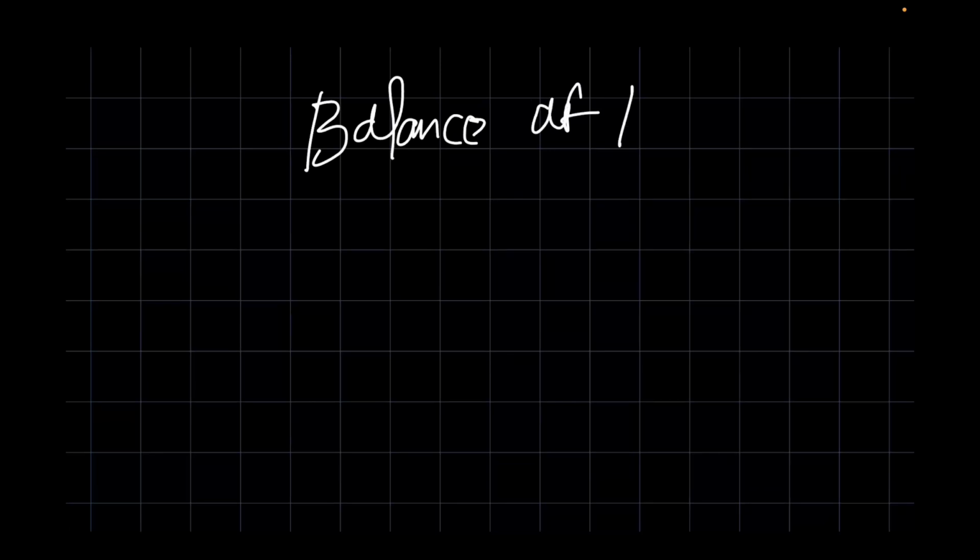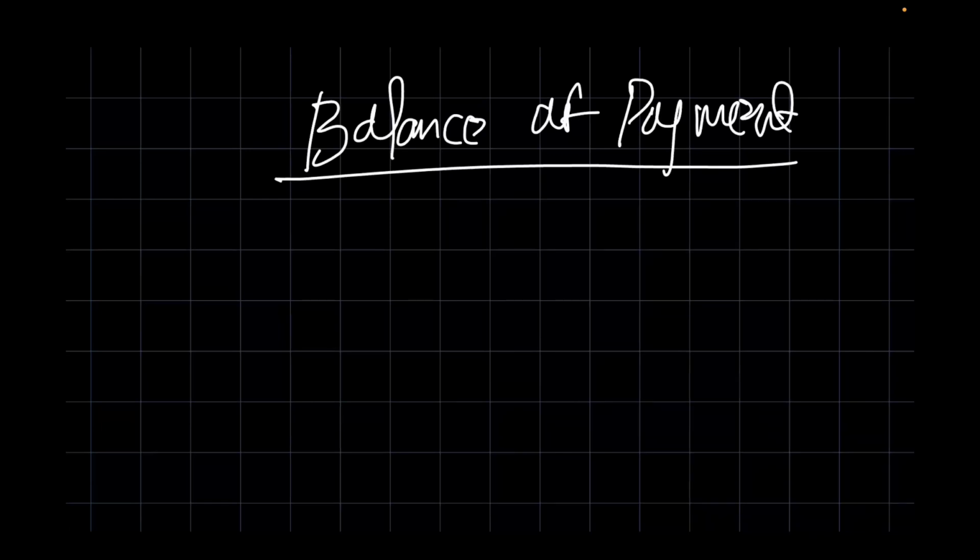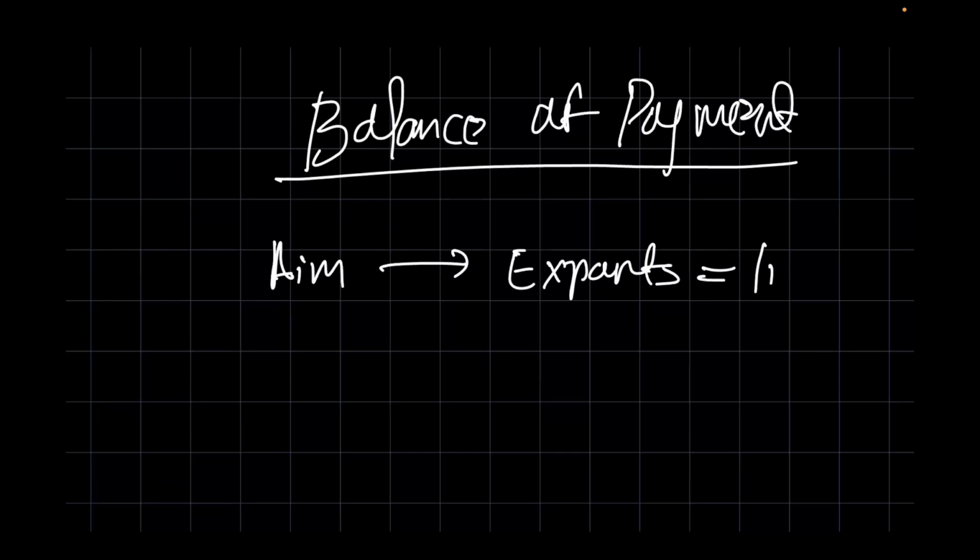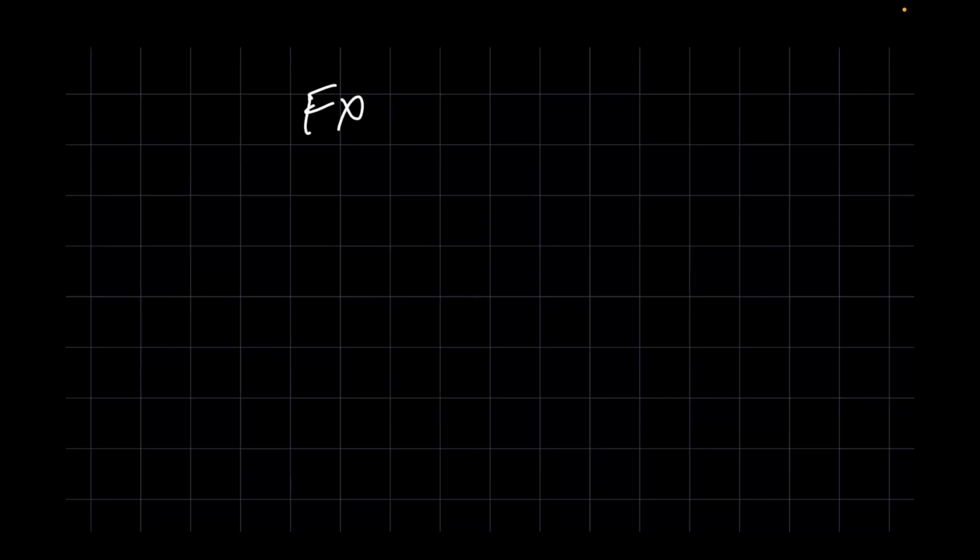So the balance of payments is essentially quite global. It measures the exports which are sold to foreign countries from your host country and the imports which are bought from foreign countries to your host country. The aim of governments is essentially to ensure that exports equal imports.